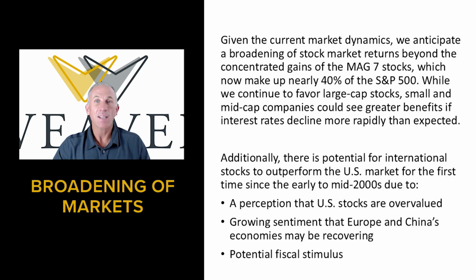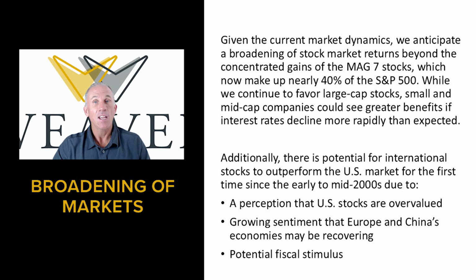The broadening of the markets. Given the current market dynamics, we anticipate a broadening of the stock market returns beyond the Mag 7 stocks, which make up about 40% of the S&P 500. While we continue to favor large cap stocks, small and mid cap companies could see a greater benefit, especially if interest rates decline more than expected. Additionally, there's potential for international stocks to outperform, and that hasn't happened since the mid 2000s.